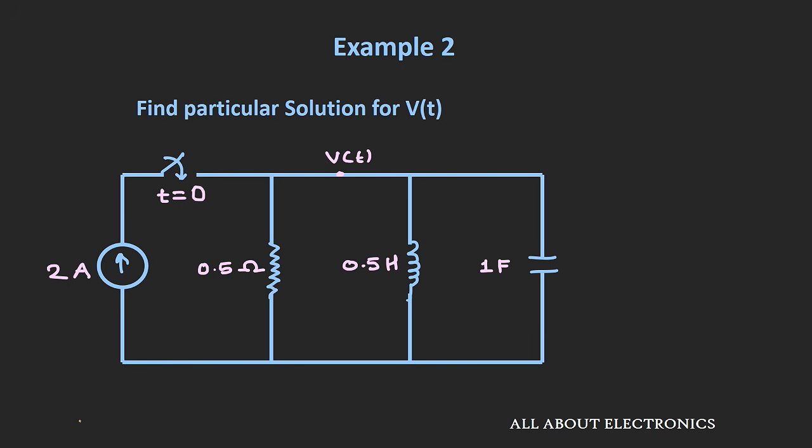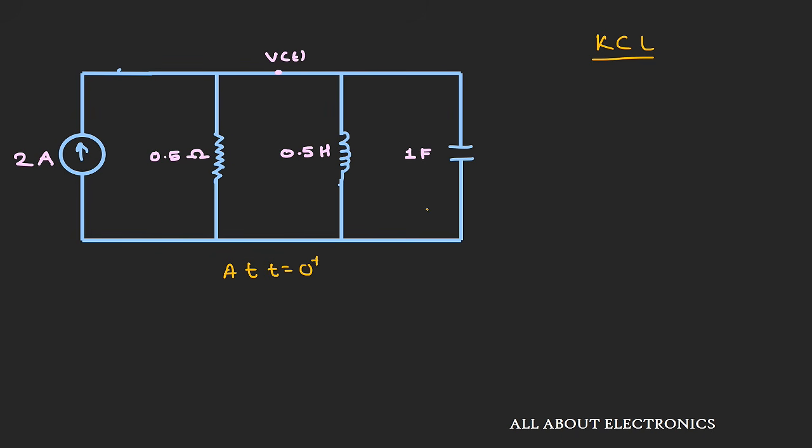So in this example, we have been asked to find the value of this voltage Vt. And we have been given that all the initial conditions inside the circuit are 0 before this time t is equal to 0. So now let us redraw the circuit at time t is equal to 0 plus. Now in this circuit, let us apply a KCL. So we can write I is equal to nothing but V over R plus C dV by dt plus 1 by L integration V dt.